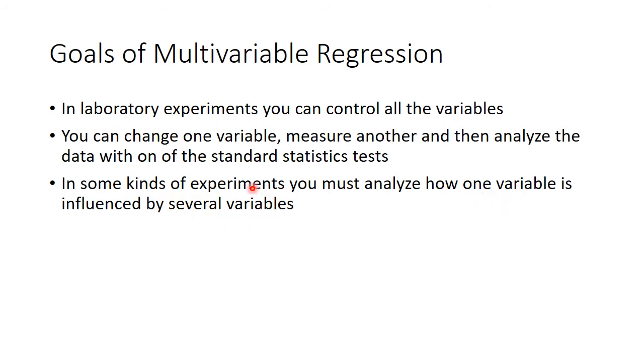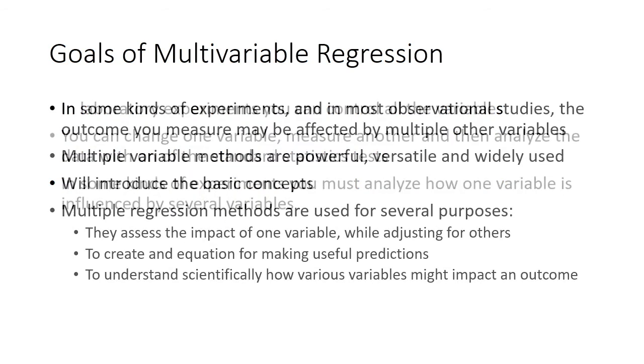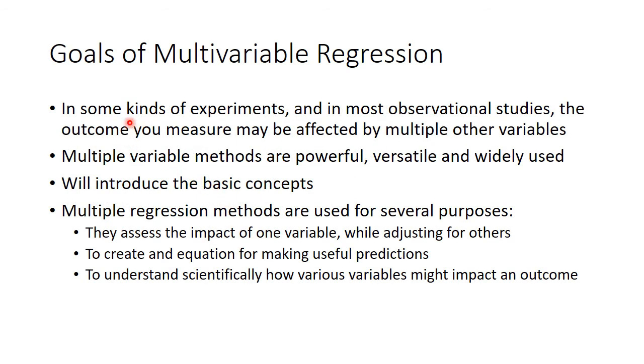This is where the term multivariable regression comes from. In some experiments, and in a lot of observational studies, and observational means that we're not having any sort of intervention, we're just simply observing things that are happening. We're categorizing patients based on characteristics, right? We're not having any direct influence, but the outcome we're measuring in those patients may be affected by multiple other variables, and so we can use these multiple variable methods.